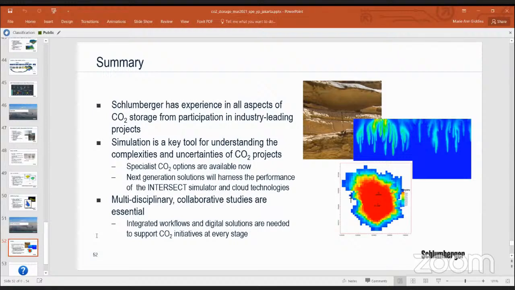The other thing that's clear is that multidisciplinary collaborative studies are essential, but also reservoir engineering is really the key to being able to design and manage a CO2 storage project. So we need integrated workflows and digital solutions to support the CO2 initiatives at every stage.